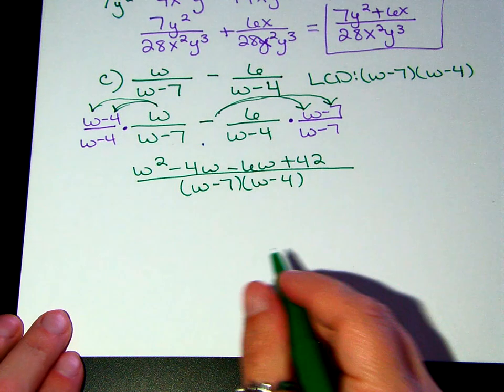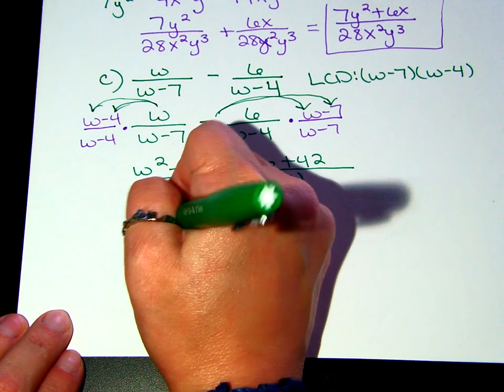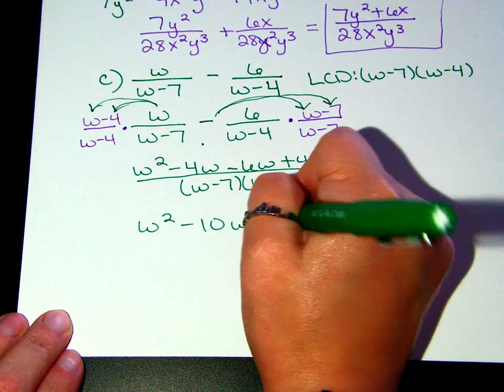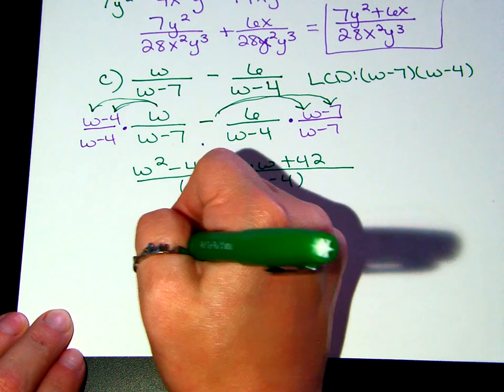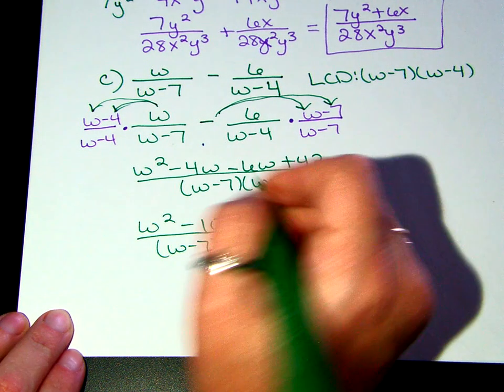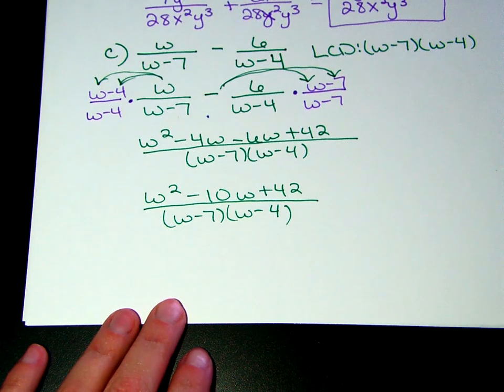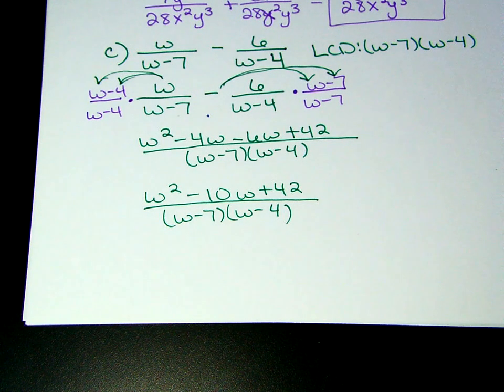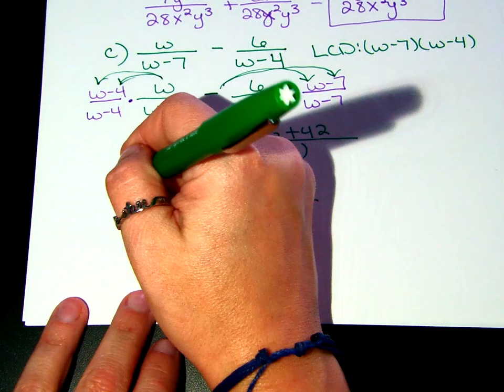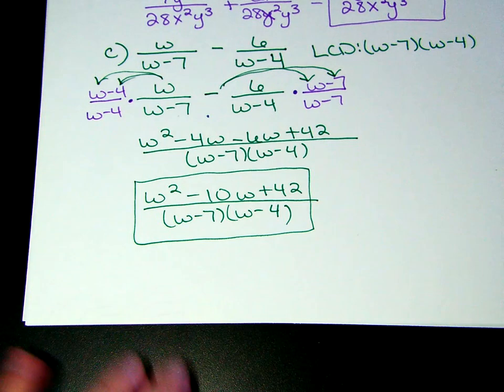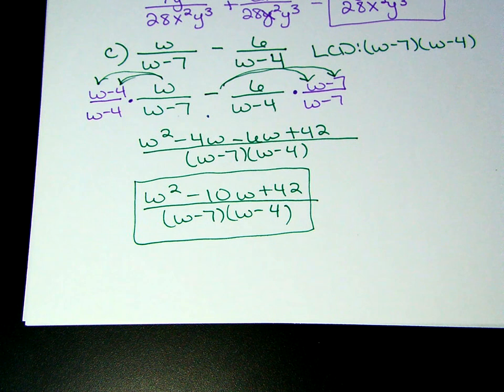Well, I have some like terms in here, so I'm not done. W squared minus 10W plus 42 all over W minus 7, W minus 4. And at that point, you're done. That top's not going to factor into a W minus 4 or a W minus 7 or anything like that to where it's going to cancel. So we don't have to worry about doing that. Trying to see, do we have to do that? Yeah, one of our problems we will do that. But this one we don't have to worry about it.